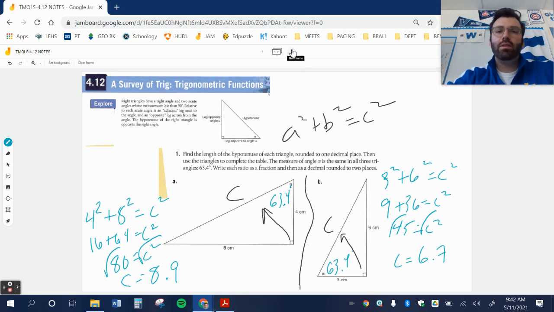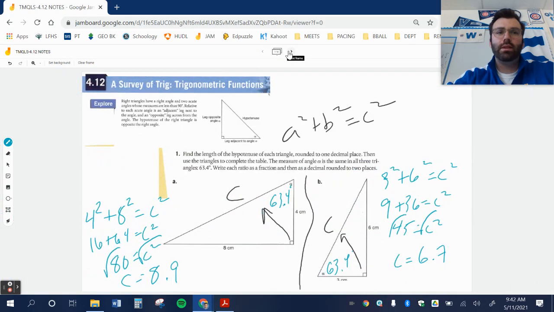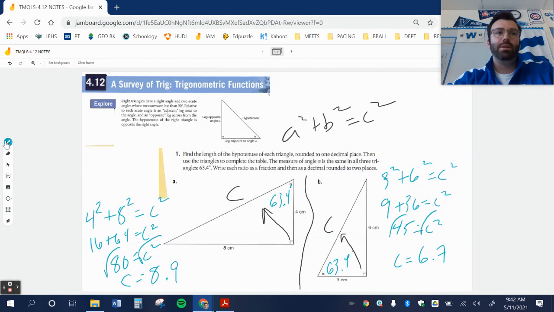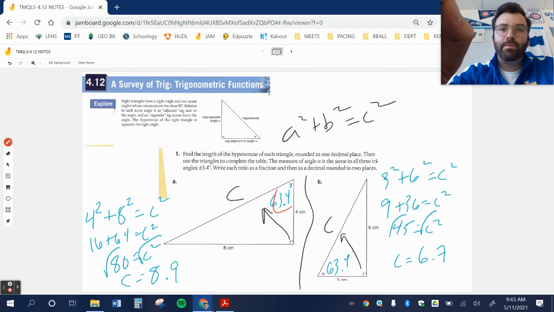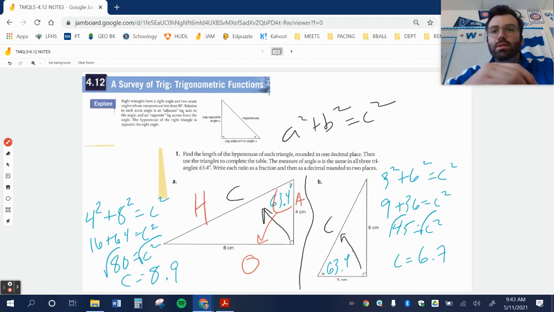Okay, so now we want to fill out the table. Let me go find that. All right, there we go. So it says the side opposite of our angle, the side adjacent to. So what I want to do is I'm going to label my sides. So my angle is in this upper corner here. The side opposite is straight across. That's the opposite. This is our hypotenuse, and this side, the leftover side, will be our adjacent.